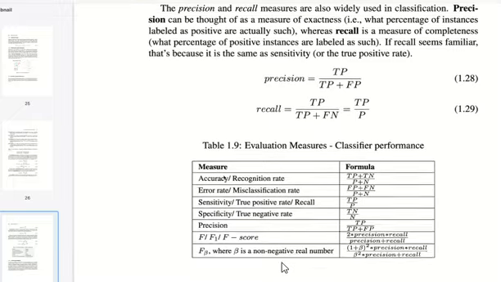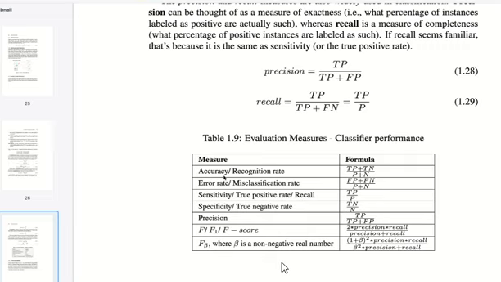Right. So if you look at the table 1.9, then you can see these are the common parameters, metrics that we normally use to train the classification models, like accuracy, recall, precision, F1 score, F2 score, F score, and F beta score. So you see the table 1.9. Is it clear to everyone?